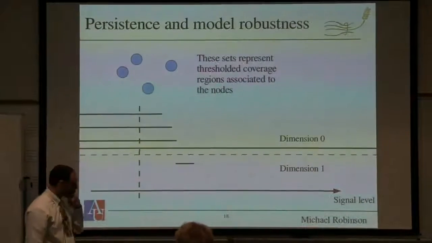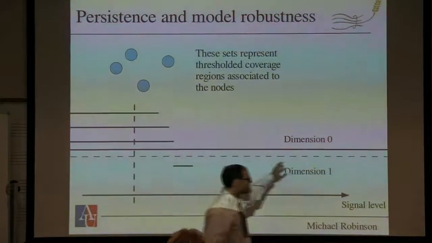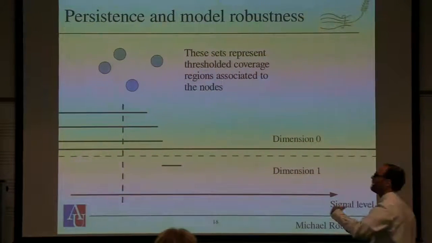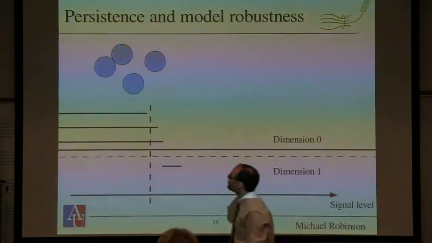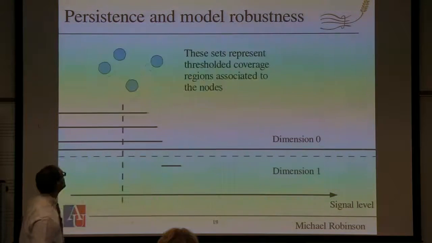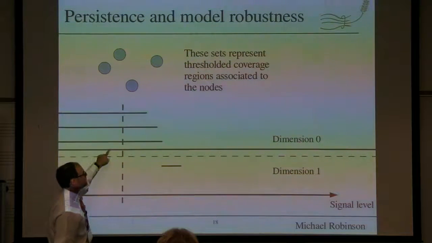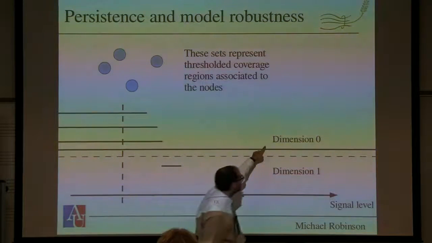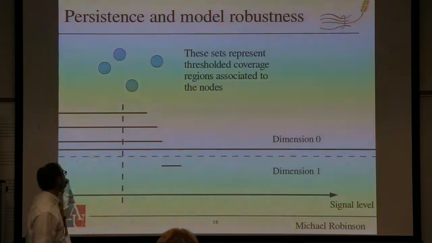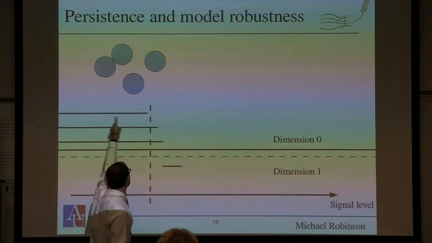I start out with a bunch of points with a small threshold. This dimension here is threshold. I'm saying signal level, but you could think of it as a threshold or a distance, that epsilon. As epsilon increases, the balls get bigger and bigger. What's happened between here and here is I've gone from 4 connected components, dimension 0 homology elements, with no dimension 1 because there are no loops. And right at this critical point, those 2 connected components have merged together.